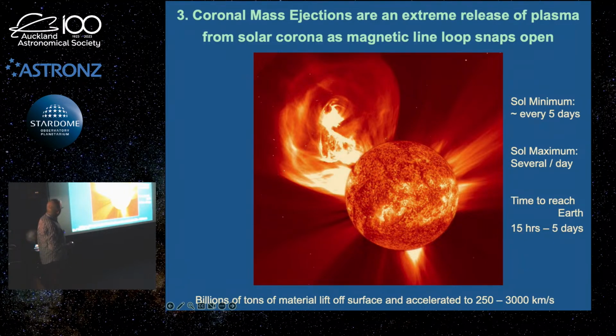To give you an idea of these CMEs, as they call them, at solar minimum there's one about every 5 days, but at solar maximum you get several per day. And they can take anywhere from 1.5 to 5 days to reach Earth. You're getting billions of tons of material lifted off the surface of the sun, accelerated to speeds up to about 3,000 kilometers per second.